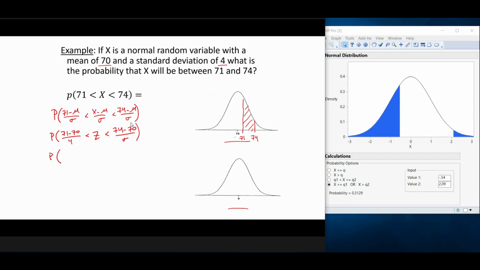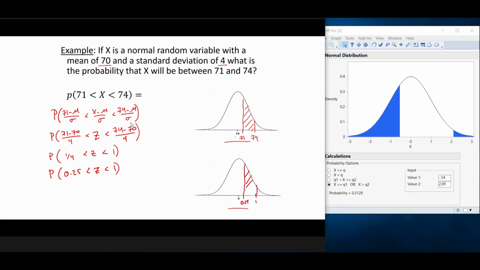Okay, so one more step here. That gives me 1/4 in my standard normal distribution. Oh, I can replace this with a 4. That sigma should be 4 now. So I have 4 over 4, or 1. So this is the probability that my standard normal random variable is between 0.25, which is 1/4, and 1. So in standard units, I found that 71 is 0.25, and 74 in standard units is 1.